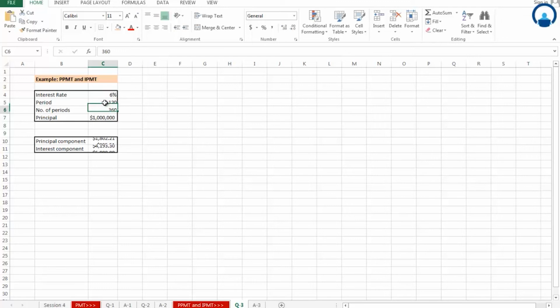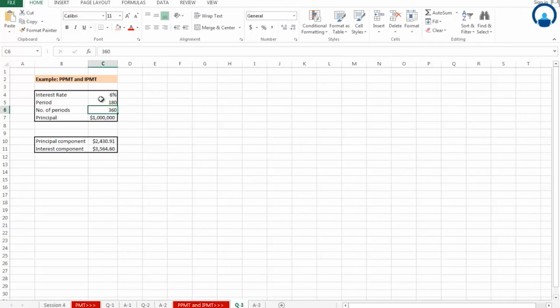Okay, now we see that the principal has gone up and the interest has slightly come down. It was 5,000 before, right? So the interest has come down, and the principal has gone up comparatively. Let's again change this from 120 to 180, which is exactly the midpoint of the loan. See, now the principal is catching up, but it's not quite there for the interest.